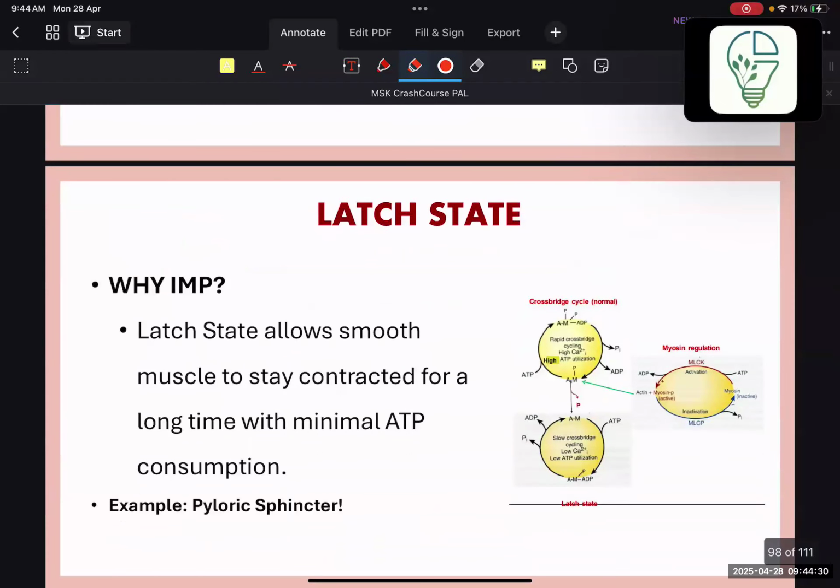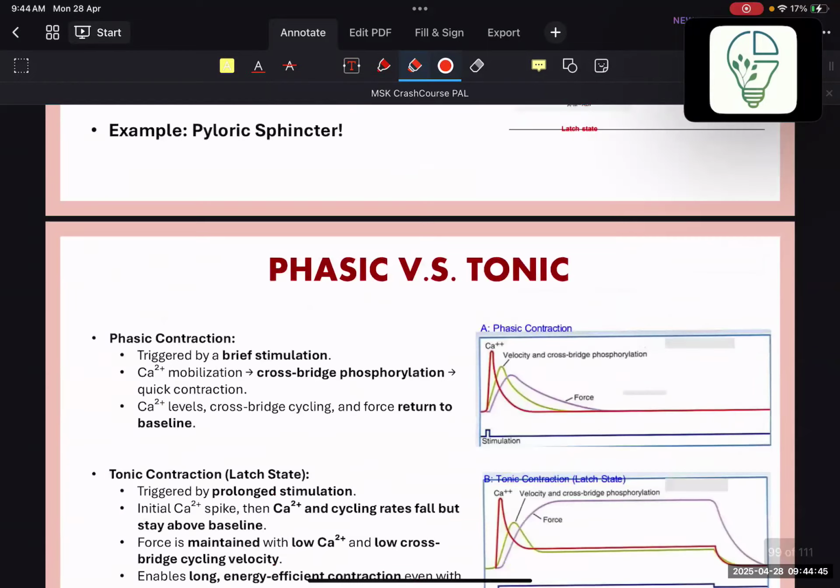And why is this important? Because, as I said, you want to stay contracted for a long period of time without using ATP. And where is this relevant? In stuff like your sphincters. Your pyloric sphincter is a smooth muscle, and we want it contracted all the time, of course. So it's going to be in a latch state.